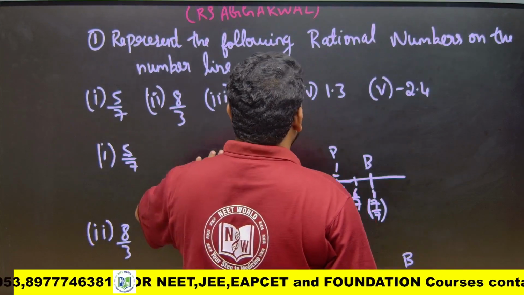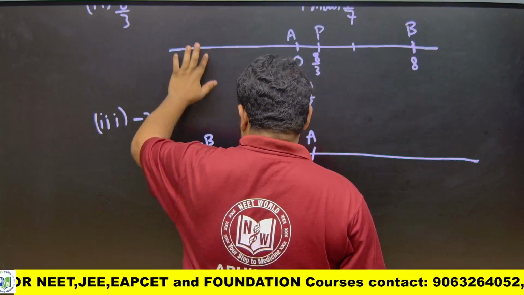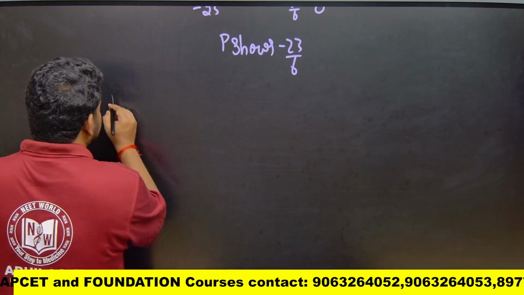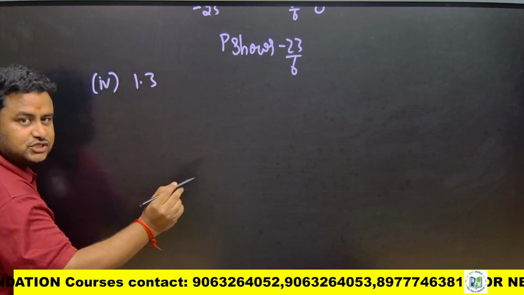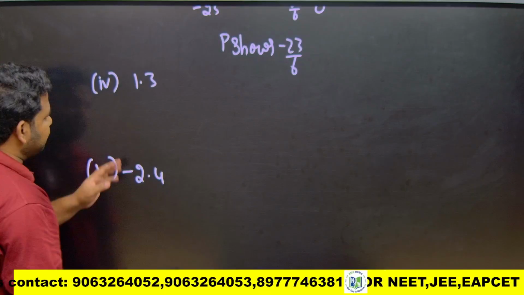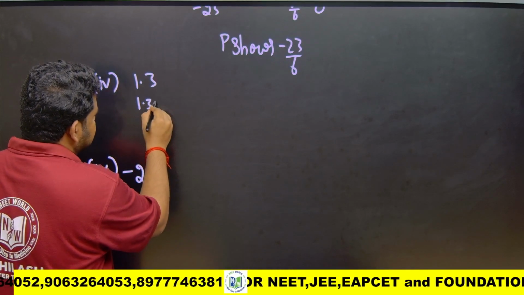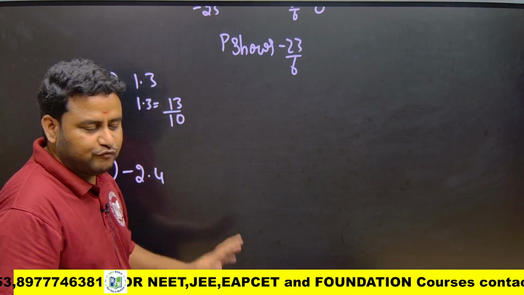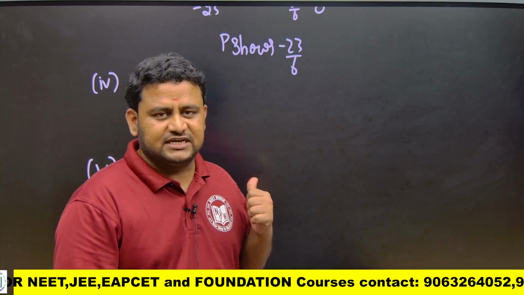So what is the fourth question? They are telling 1.3. The fifth question is minus 2.4. The fourth question is 1.3 and the fifth question is minus 2.4. So they have given 1.3. First of all, 1.3 can be written as 13 divided by 10. It should be written in P by Q form, that is in fractional form, because it should be a rational number. So I can write it as 13 by 10.